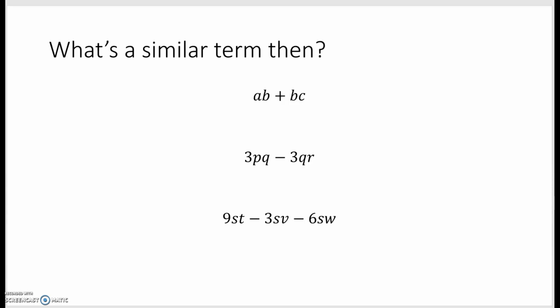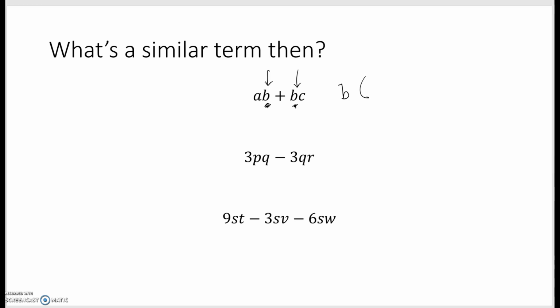Then we get similar terms. Now, a similar term, look at the first example. Each of them has got a b in it, but they're not like terms. If they were like terms, they'd both have to be AB, or they'd both have to be BC. But what we can do is we can factorise out the common factor. So B is common to them both. So we can write B outside the brackets.